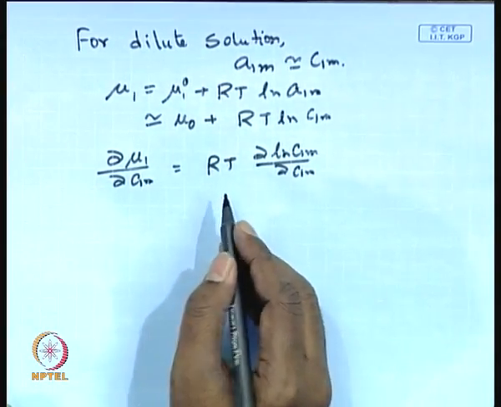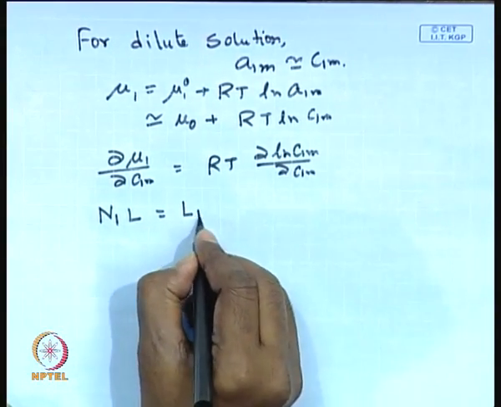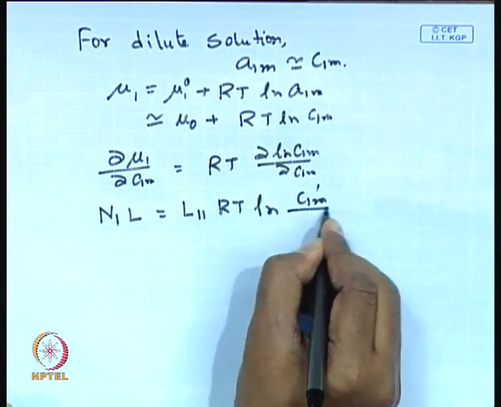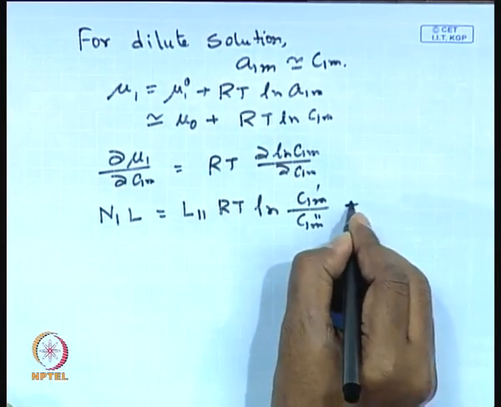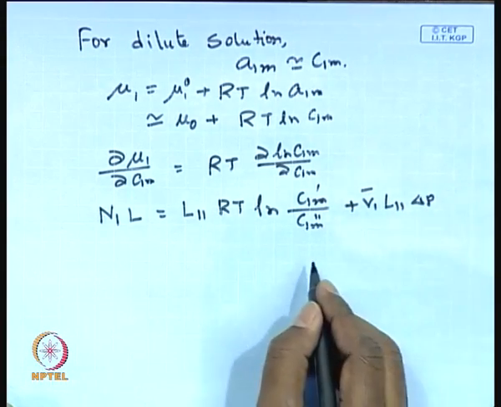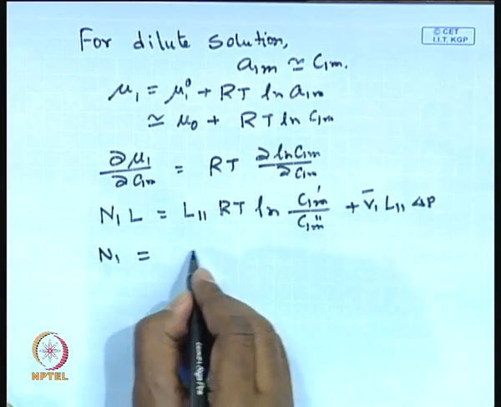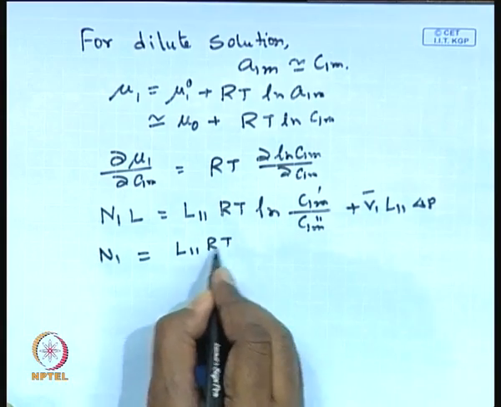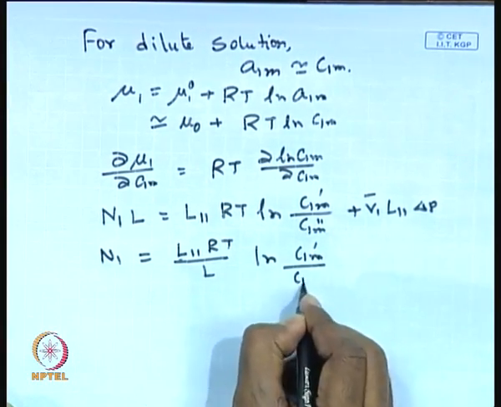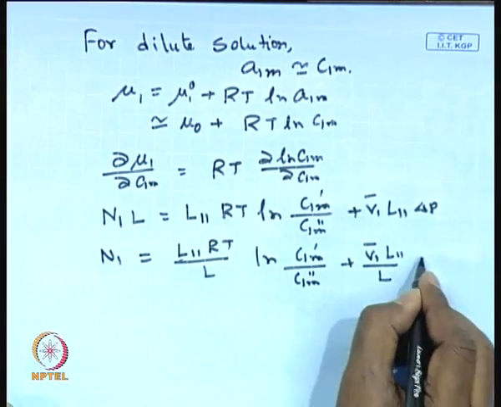Now, you can combine the equation with the integrated form, and this becomes L11 RT ln C1m prime over C1m double prime plus V1 bar L11 delta P. So, the expression of solute flux, this is a molar flux, becomes L11 RT divided by L, the thickness of the membrane, times ln C1m prime over C1m double prime, plus V1 bar L11 divided by L times delta P.